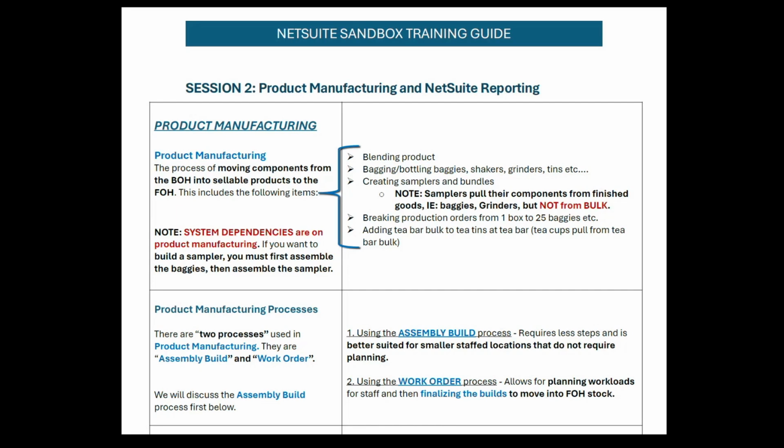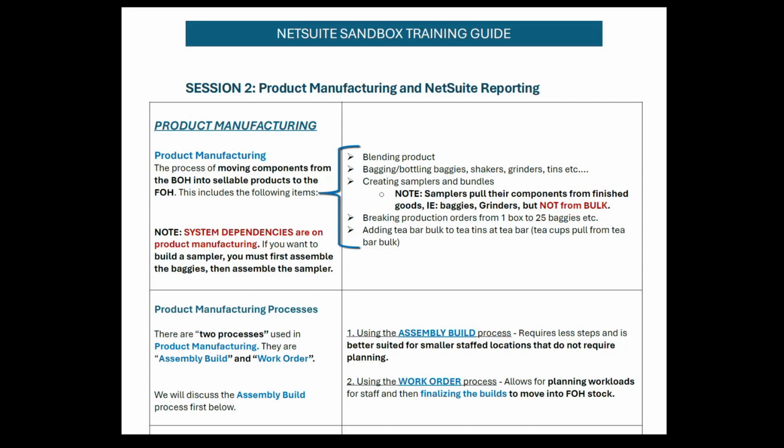Note there are some system dependencies where if you're trying to build a product, it may be reliant on product being built out first. For instance, if you are trying to build out a sampler or recipe bundle, those are processed using finished goods like baggies, small baggies, etc. So you may need to ensure that those small baggies get processed in the manufacturing phase prior to putting together any bundles, so the stock is there when you complete that process.